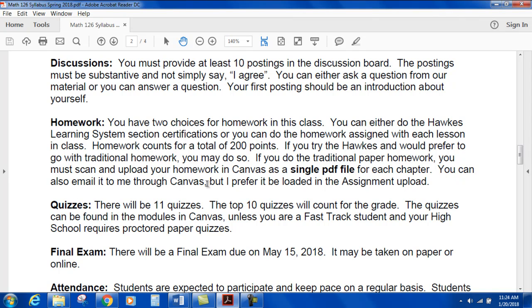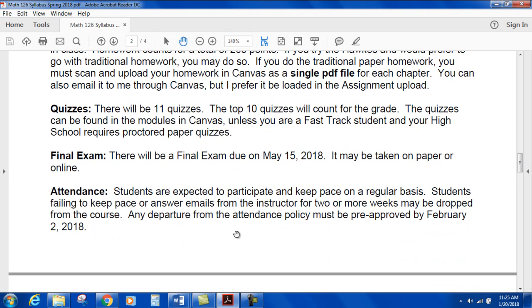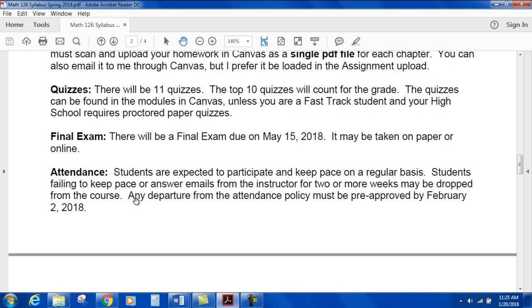Quizzes. There will be 11 quizzes. The top 10 quizzes will count toward the grade. The quizzes can be found in the modules in Canvas, unless you're a Fast Track student and your high school requires a proctored paper exam. So I should say Fast Track or Jump Start. Final exam. There'll be a final exam due on May 15th, 2018. It'll be taken on paper or online.